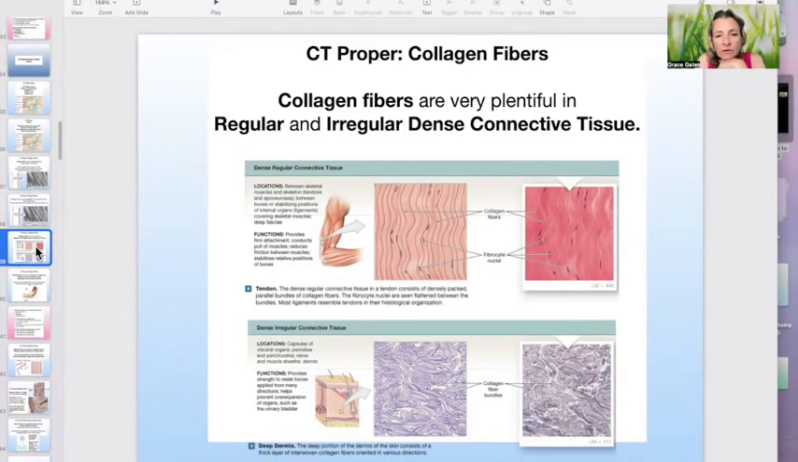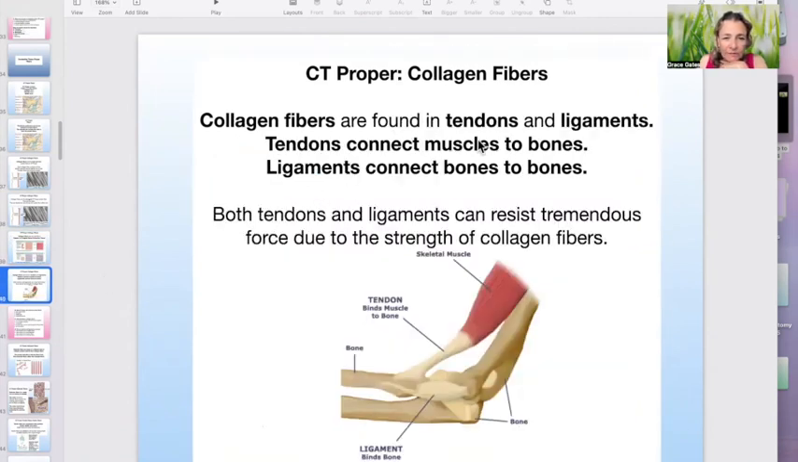Collagen fibers are very plentiful in regular and irregular dense connective tissue, which we'll learn about in a bit. Collagen fibers are found in tendons and ligaments, and tendons connect muscles to bones, and ligaments connect bones to bones. Both tendons and ligaments can resist tremendous force due to the strength of collagen fibers.